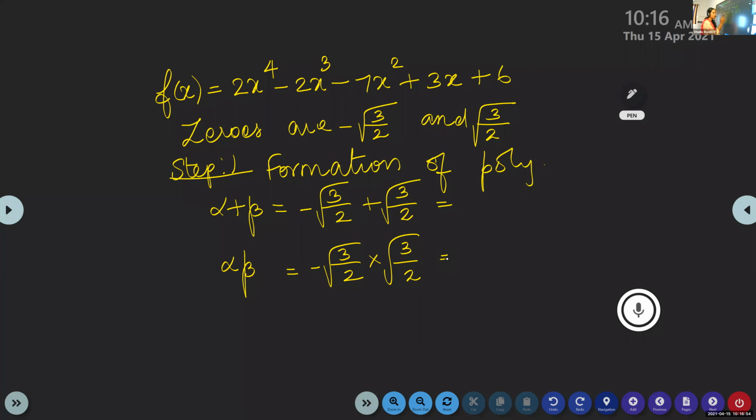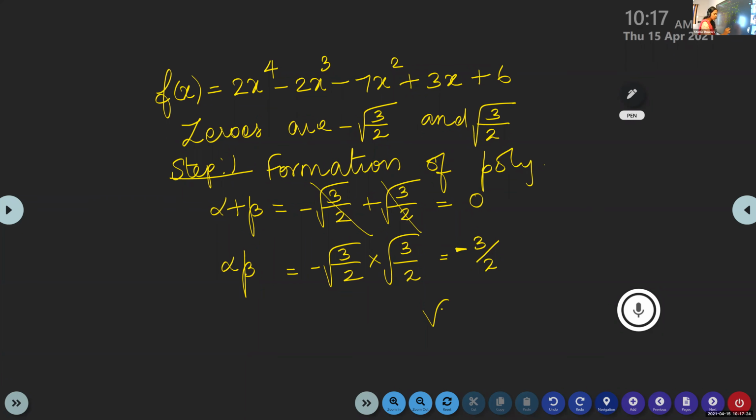Look here, one term is positive, the other term is negative, so these two will get cancelled. So it takes 0. What about the product? Minus root 3 by 2 into root 3 by 2. Negative 3 by 2. Listen, children. Here, positive into negative is negative.